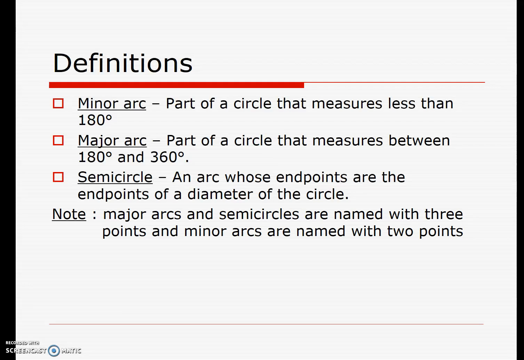And an arc like that is essentially a diameter. It's going to cut it right in half. Major arcs and semicircles are named using 3 points, and minor arcs are named using only 2 points. So that's important to note. Whenever I ask to find the measure of arc AB, we know we're talking about a minor arc, something that's less than 180. But if I say something like ABC, it's potentially 180 degrees or more. Doesn't have to be. We can name a minor arc using 3 letters, but we don't have to.